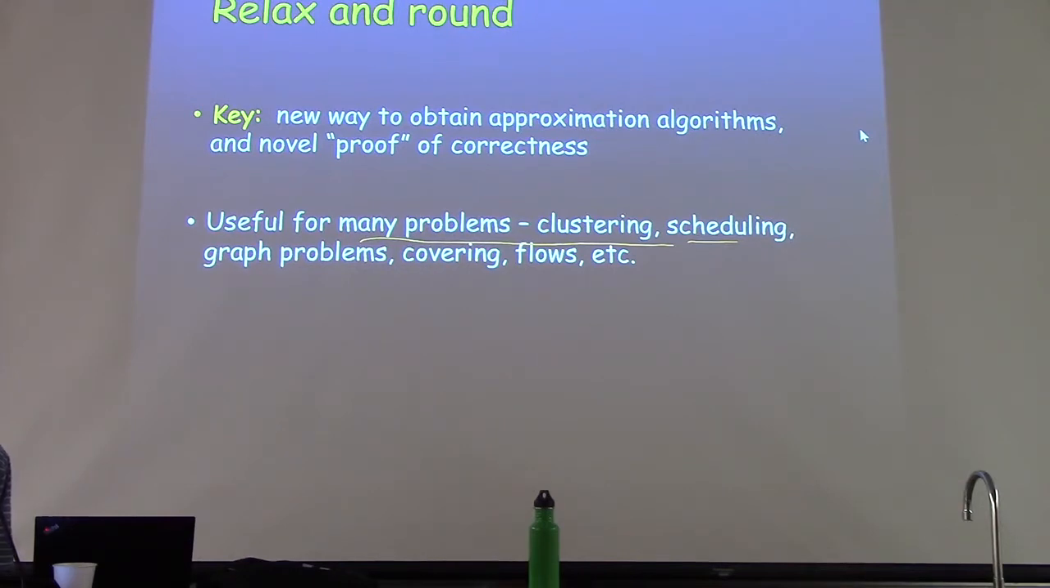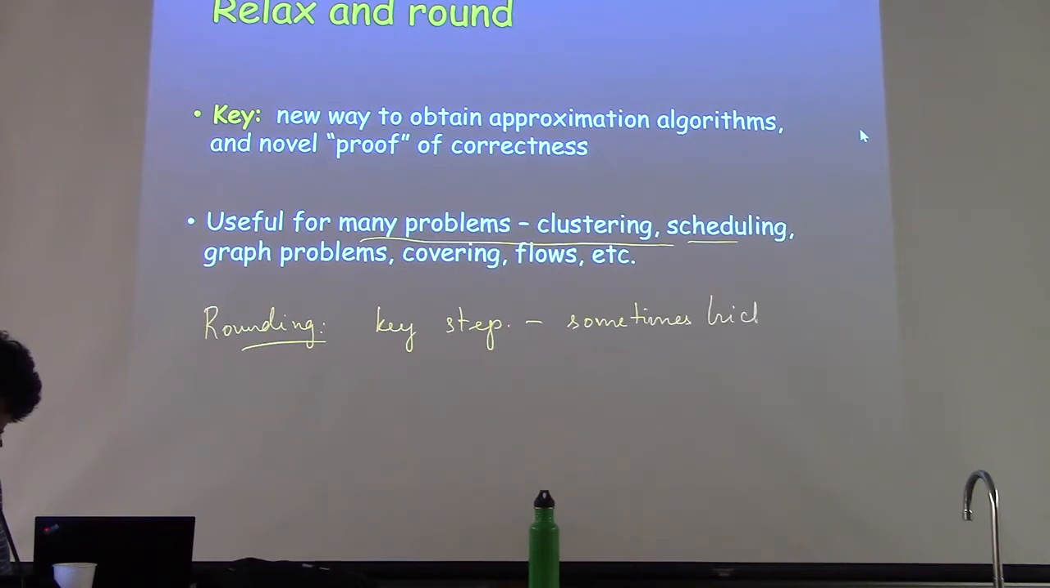I was hoping to do another example, but we don't have time, so let's see another simple example in the homework, which should illustrate things better. Basically rounding is the key step, and sometimes showing that after you run, all the constraints are satisfied could actually be tricky. Let me not dwell more on this; I wanted to talk about something else. Any questions about the general relax and run paradigm?